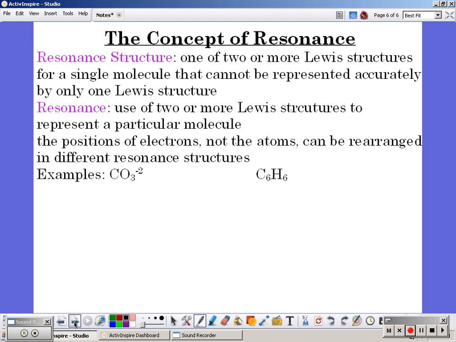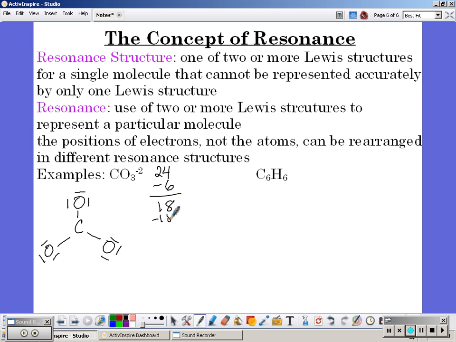So if we look at CO3 2-, carbon has 4 valence electrons, oxygen has 6 each, and then we have that -2 charge, meaning we have 2 extra electrons. So that's a total of 24. Carbon would go in the middle, and our 3 oxygens would go around. 2, 4, 6, leaving us with 18. Satisfy your oxygens. 2, 4, 6, 8, 10, 12, 14, 16, 18. So we've used all of our electrons, but carbon is not satisfied.